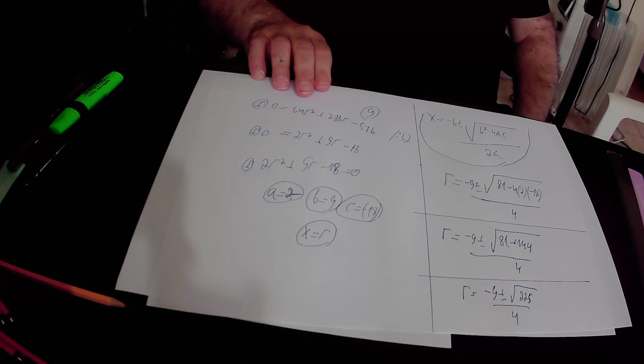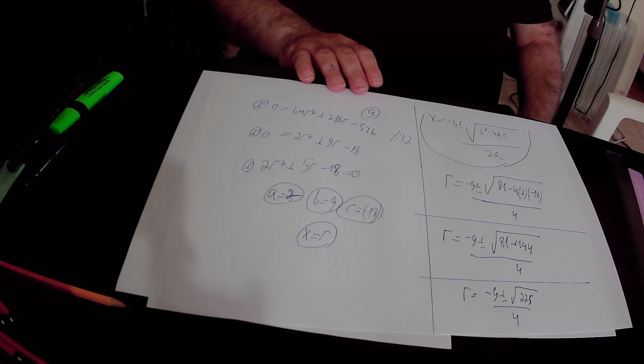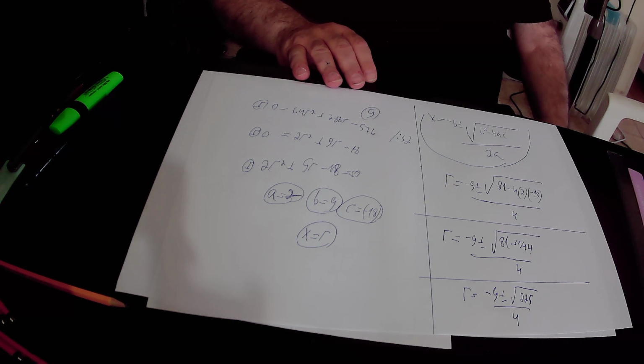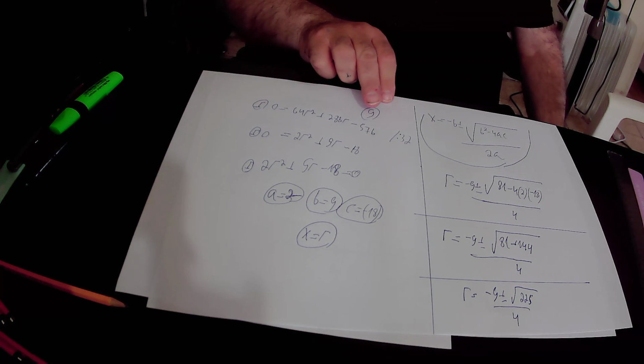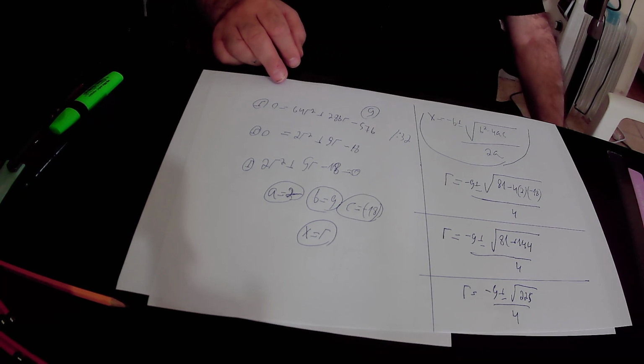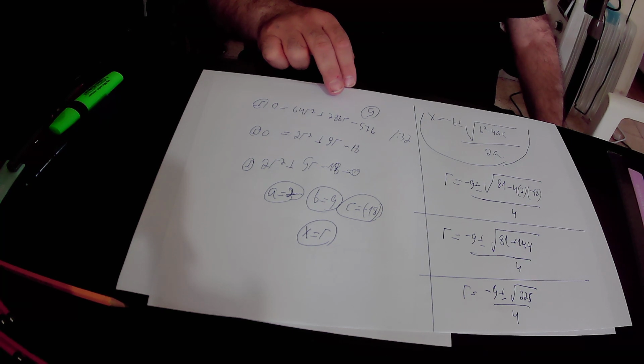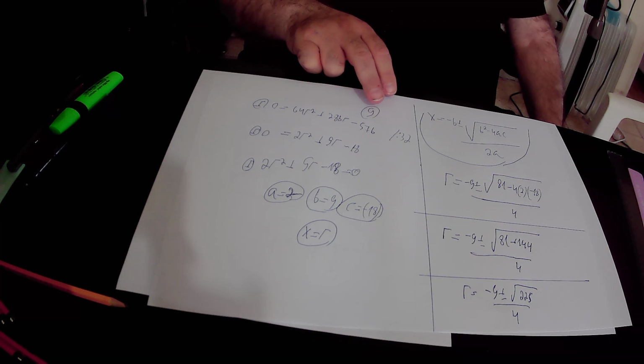So we have here 0 on one side, and on the other 64r squared plus 288r, and here we have 49 minus 625. Again, 49 minus 625 equals minus 576. So in conclusion, we found out that 0 equals 64r squared plus 288r minus 576.